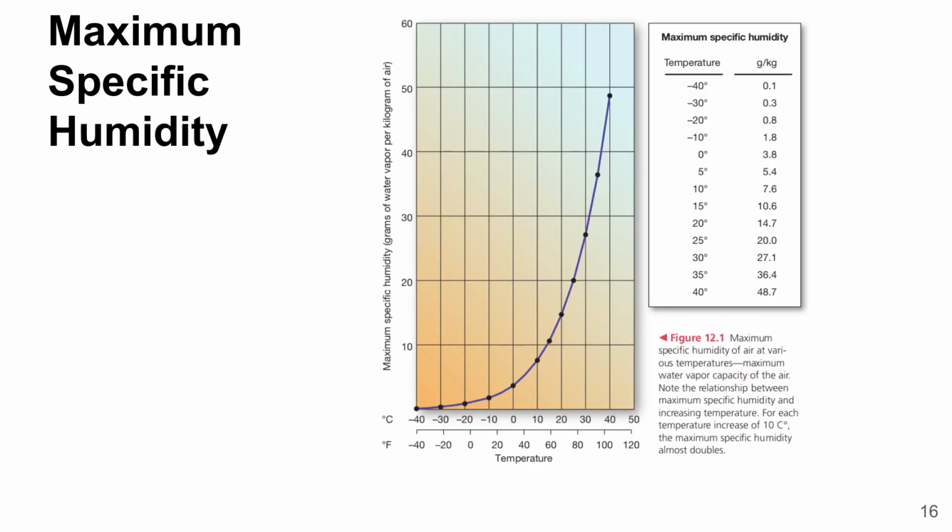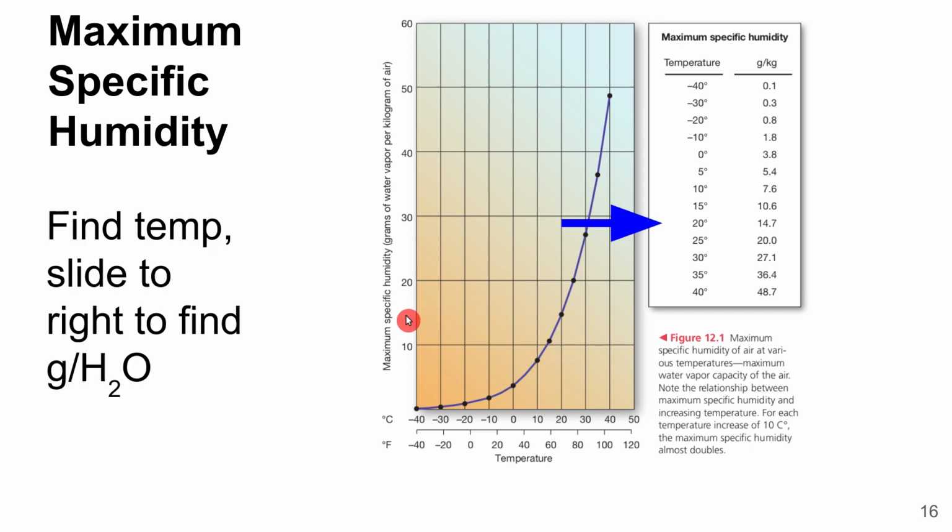On this chart, the way you find the maximum specific humidity, if you know the temperature, for example, 20 degrees, you go up and then over to the left. At 20 degrees, it looks like these are in grams, so that's 10 grams, that's 20 grams. Looks like about 15 grams. And we're going to use this chart, a little bit more accurate. At 20 degrees, it looks like the maximum specific humidity is 14.7 grams. So you find the temperature, slide over to the left, and that's what the maximum specific humidity is in grams. It doesn't tell you what the specific humidity actually is. It just tells you how much it could be.